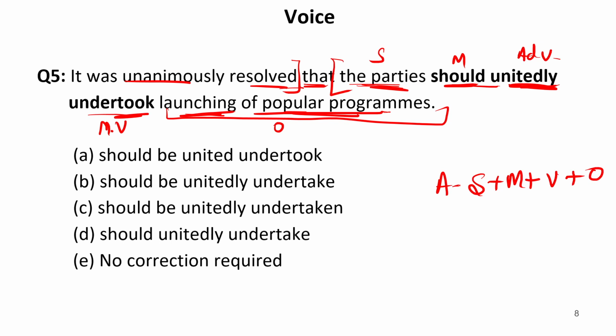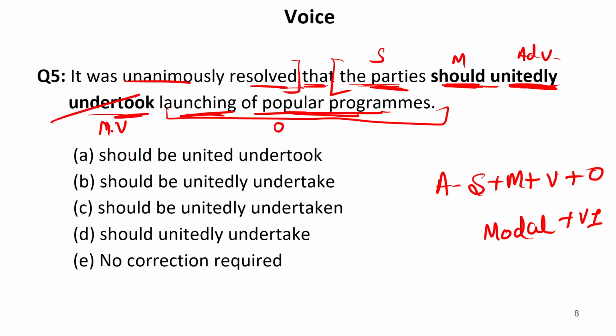And if the sentence is active, there is no need to have the be form. There is no need to have the verb third form. In fact, after a modal, we can always have verb first form only. After a modal, we can write verb first form only. Therefore, this undertook word is incorrect over here because it is the second form of undertake.